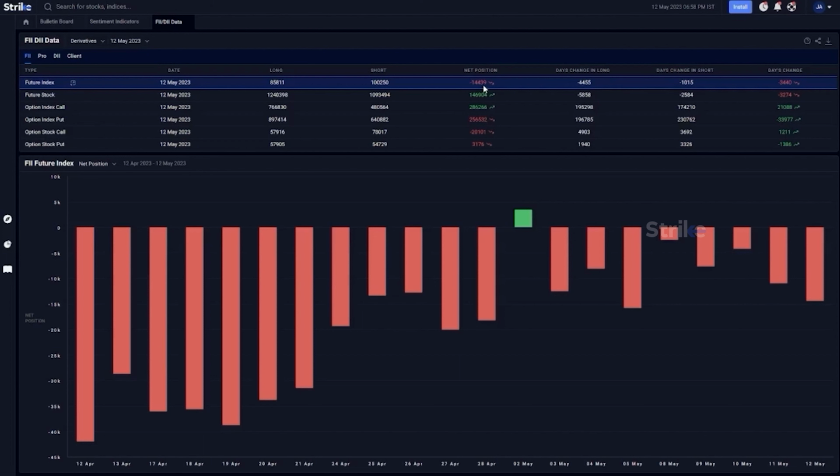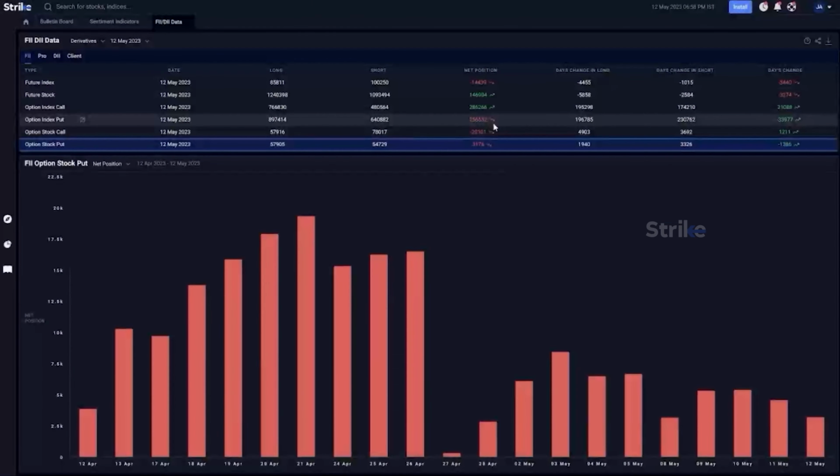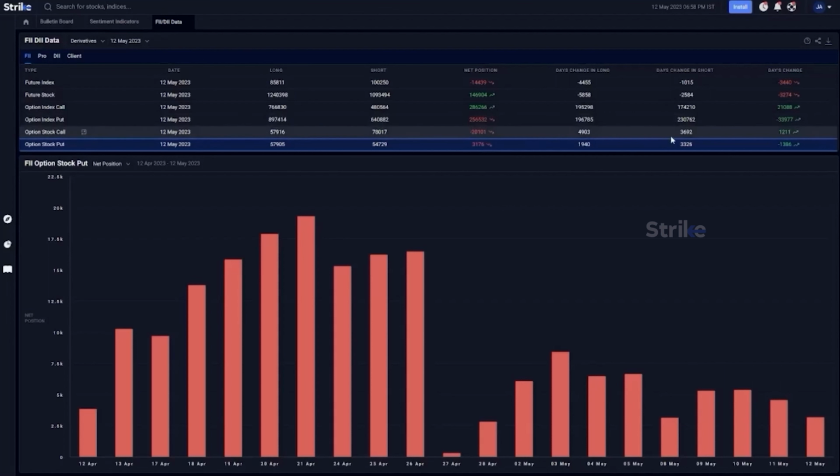If you see the figure in red and there is a downward arrow, it means bearish positions are created, and if you see the figure in green and an upward arrow, it means that bullish positions are created. There is only one catch in the index put option and the stock put option, and that is over here you can see the figure is positive, yet it is a downward arrow, which means that the FIIs in this case are net buyers in the put. But if you see in the days change, there is a negative sign, but the figure is in green and you see an upward arrow, which means that the FIIs are net short today in the put options.